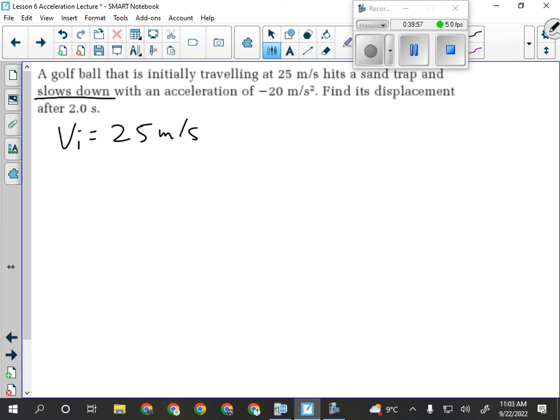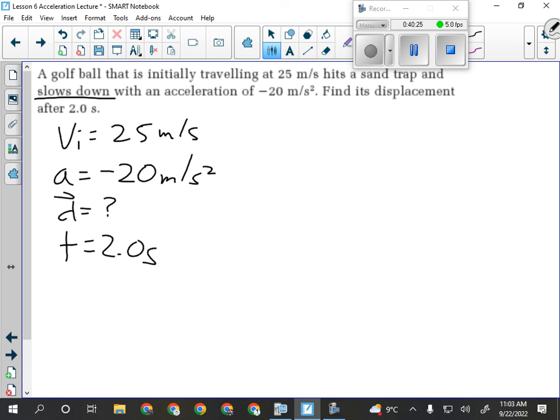We have to make sure that we're understanding what a question is trying to tell us, even if it's telling us stuff that it shouldn't say. This is worded poorly. So we have to understand it is slowing down, and so our acceleration, yes, should be negative 20 meters per second squared. We want to find its displacement after 2 seconds.